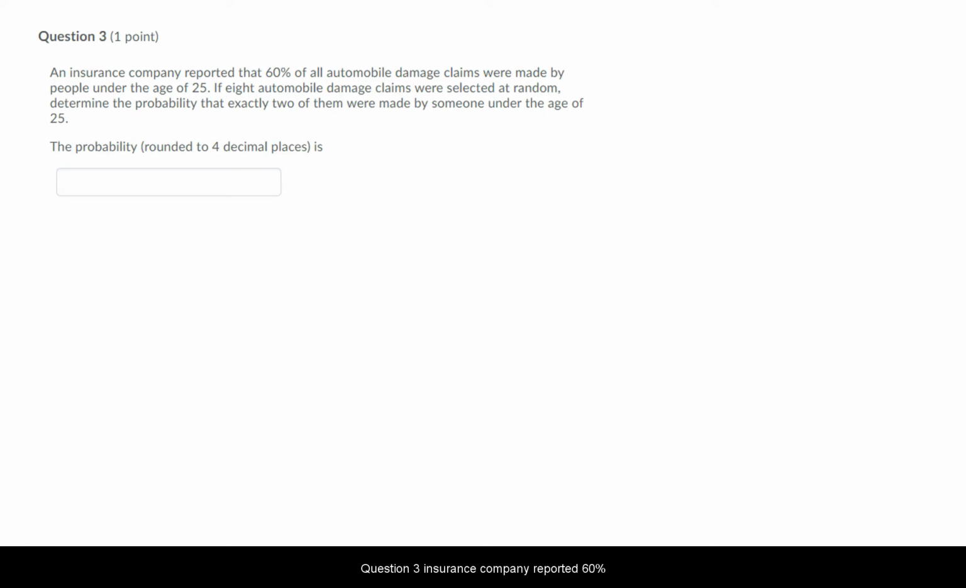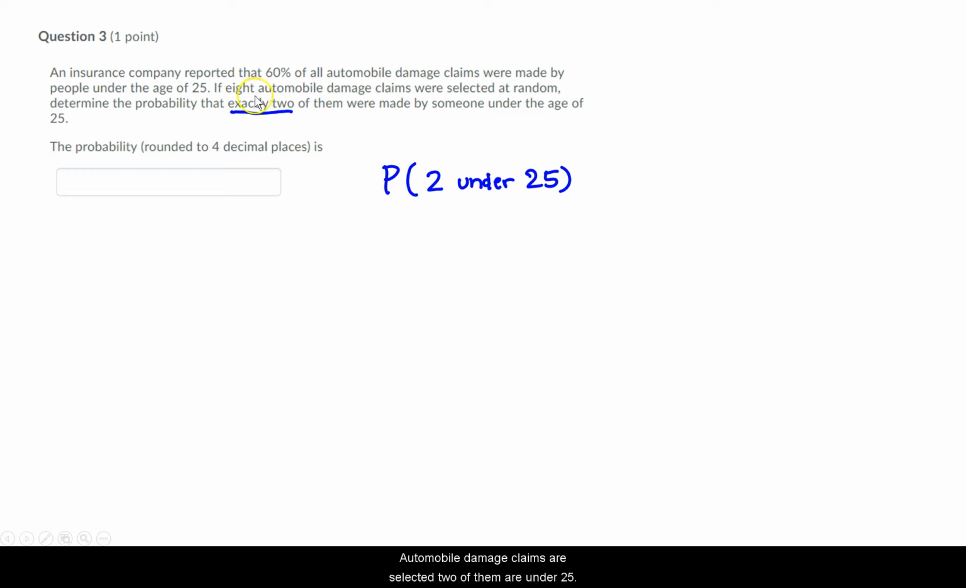For question 3, an insurance company reported 60% of all automobile damage claims were made by people under the age of 25. If 8 automobile damage claims were selected at random, determine the probability that exactly 2 of them were made by someone under the age of 25. So we're just looking for exactly 2, not 2 or more, 2 or less, just 2 exactly. This is a binomial distribution because either they're going to be under 25 or they're not. So if 60% of the automobile damage claims are people under 25, that means 40% are not. So I'm looking for the probability that when 8 automobile damage claims are selected, 2 of them are under 25.